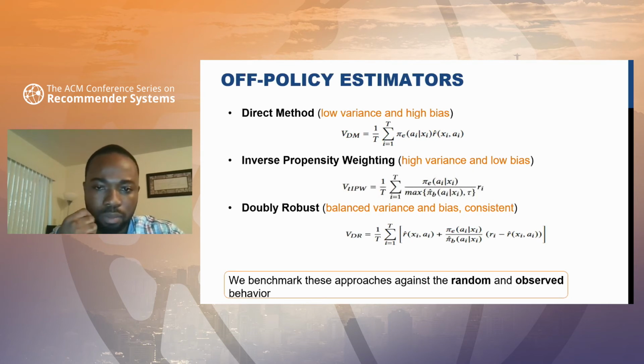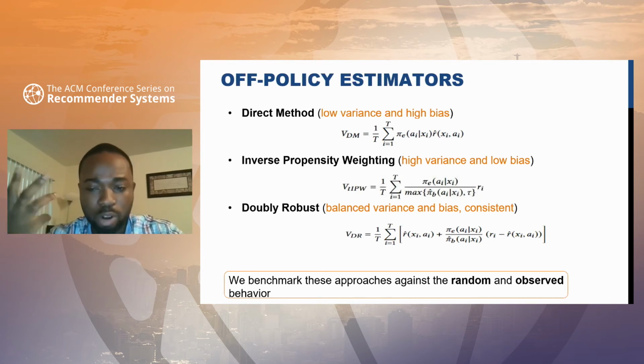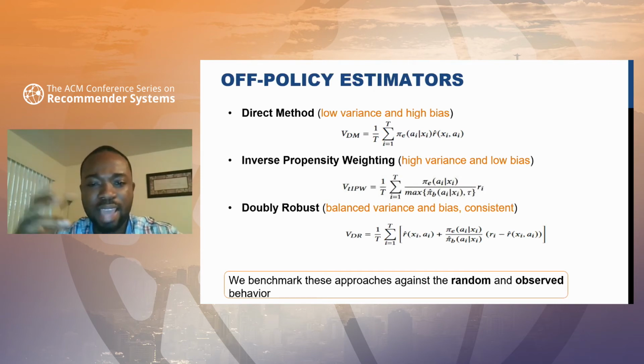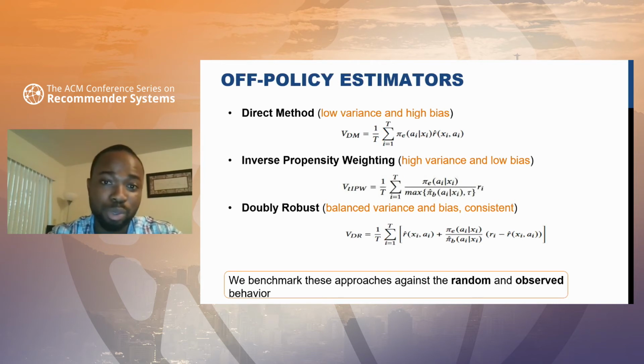So when we explore these approaches that we are proposing for this problem, we want to benchmark them against the random and then the observed policy. The random is basically randomly selecting any action or any strategy at all. And observed is what the people are actually already doing.